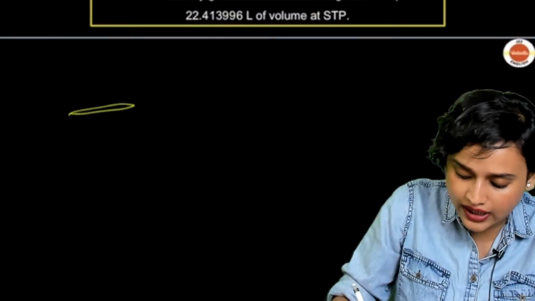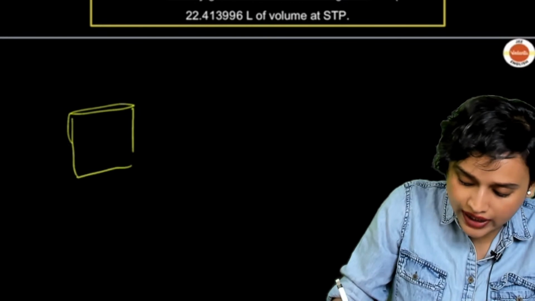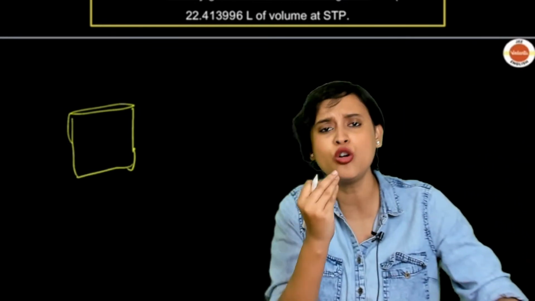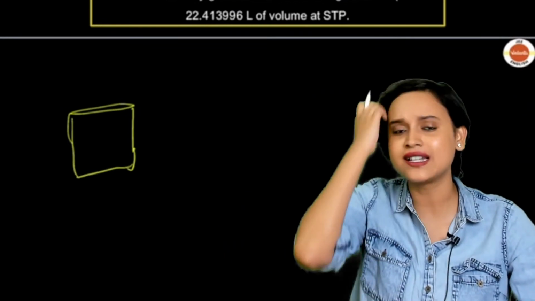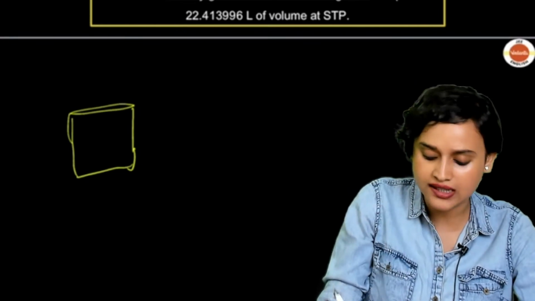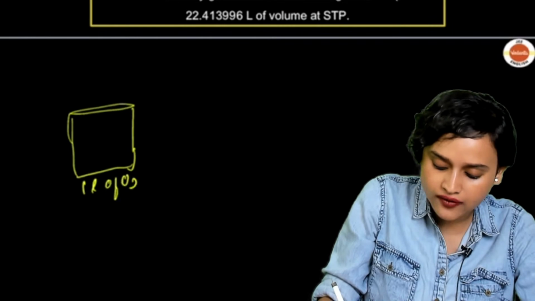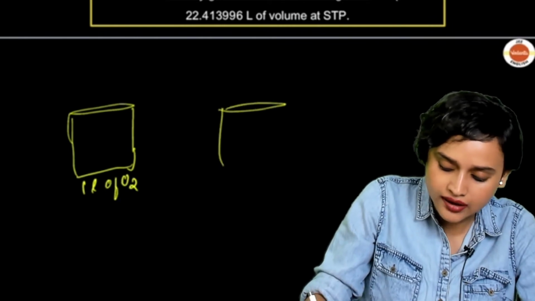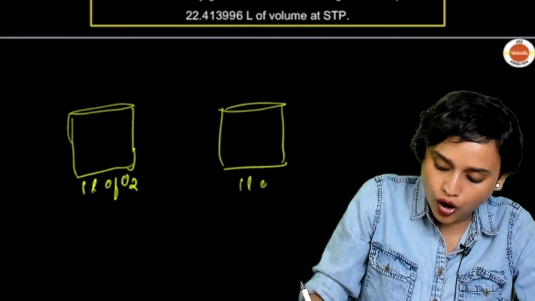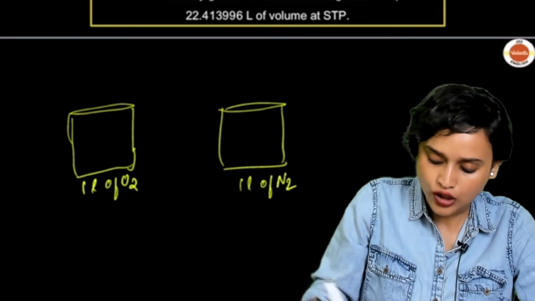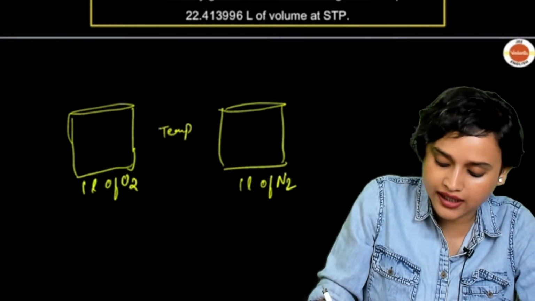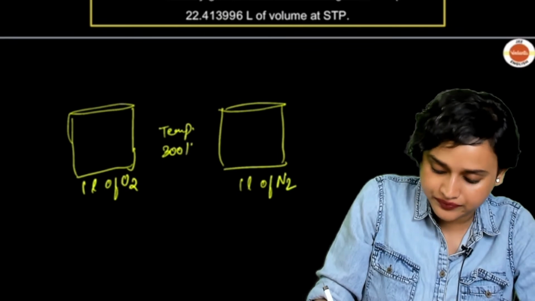Let's say that I have this container. In this container, what have I taken? This is the layman's term. In no book will you probably find this, because it does not actually come up to this, but this is just layman's term. Let's say 1 liter of oxygen I have taken here, and here I have taken 1 liter of nitrogen. Both of them have temperature, let's say, 300 Kelvin.